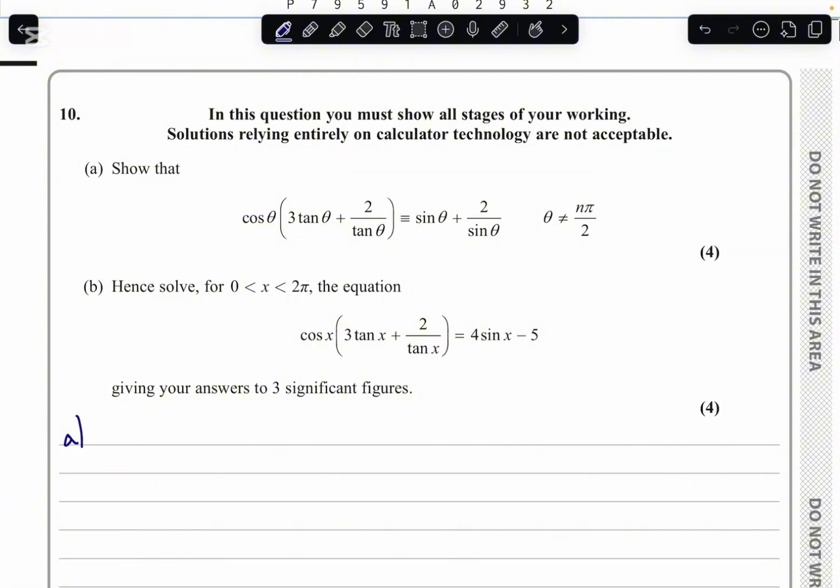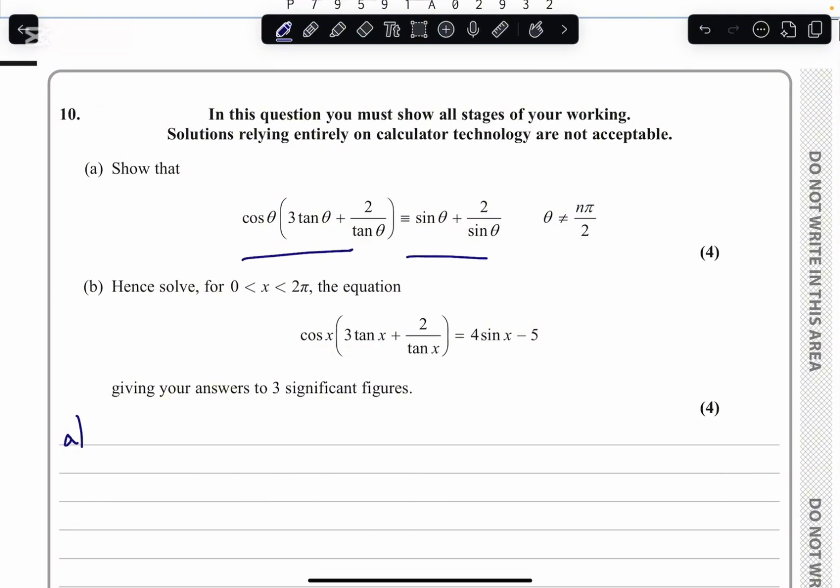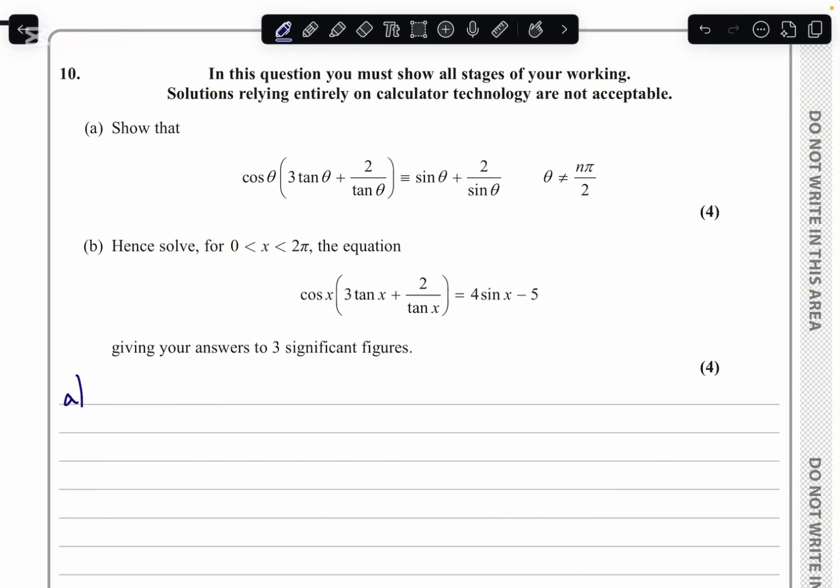Finally, question 10, it says that we need to show that cos theta times 3 tan theta plus 2 over tan theta is the same as sine theta plus 2 over sine theta. So since we need to show that it is the same as that, we cannot take one value over to the other side. So to show the left hand side to be the right hand side, I'm going to first make the tan theta be sine theta over cos theta instead.